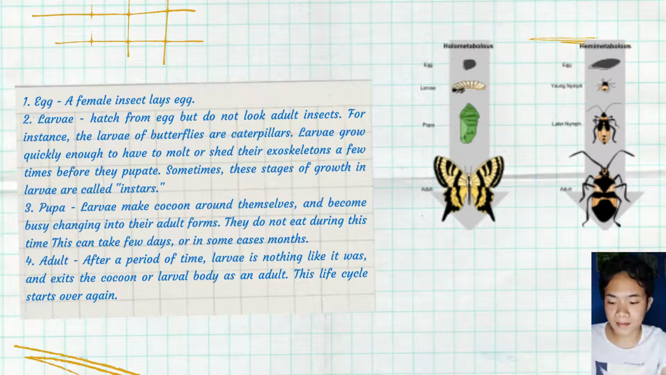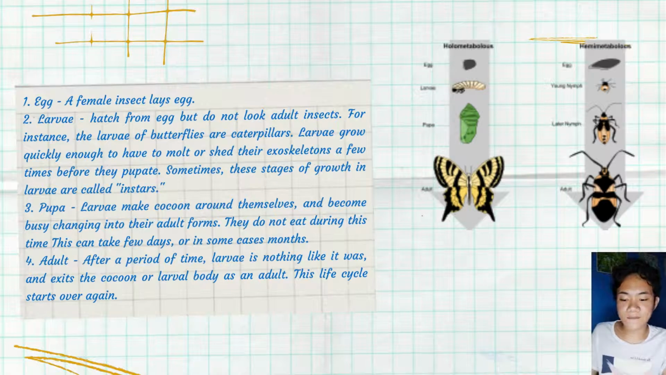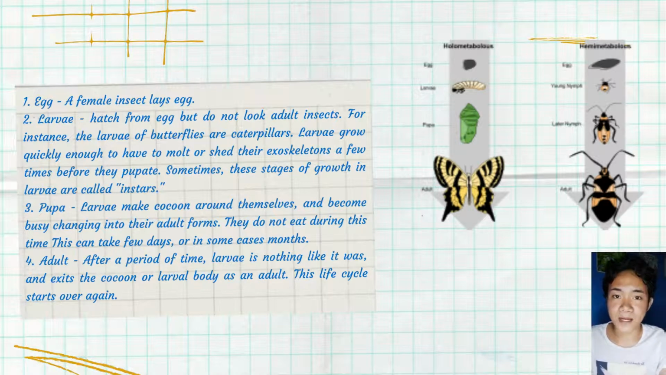Third is pupa. Larvae make a cocoon around themselves and become busy changing into their adult forms. They do not eat during this time. This can take a few days or in some cases months. And lastly is adult. After a period of time, the larva is nothing like it was and exits the cocoon or larval body as an adult. This life cycle starts over again.